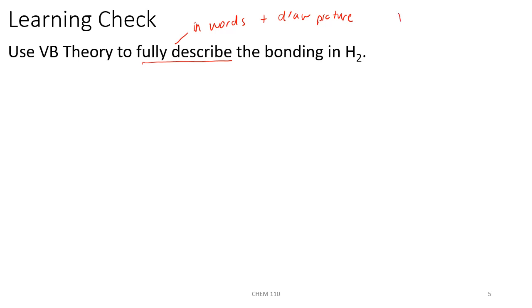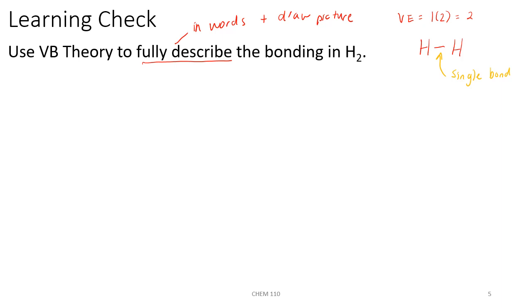So our valence electrons in H2, we're going to have one for each hydrogen times 2 because there's 2 hydrogens. So 2 valence electrons to place. Our Lewis structure will be hydrogen with a bond to the second hydrogen. And that covalent bond represents those 2 electrons being shared. That's going to be the bond that we are going to be describing using valence bond theory. So we have one single bond to describe in this example.